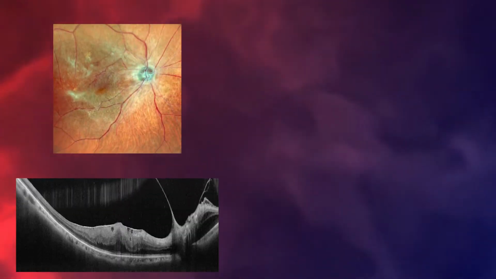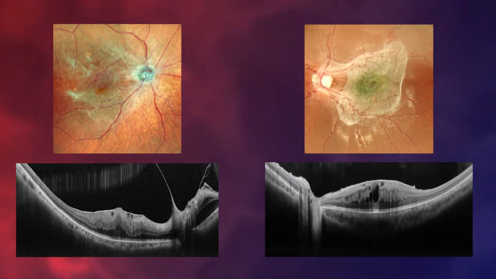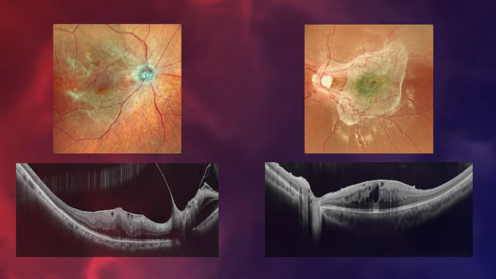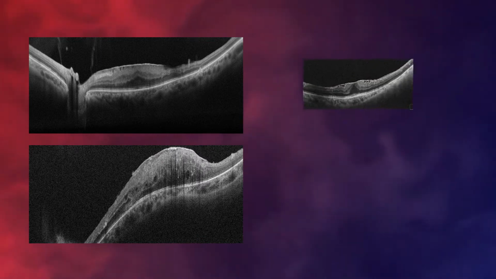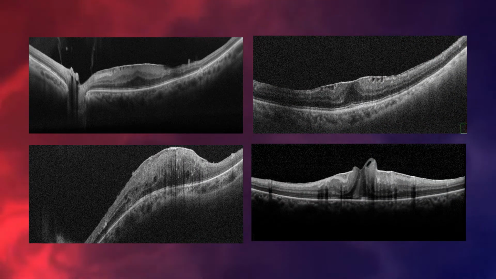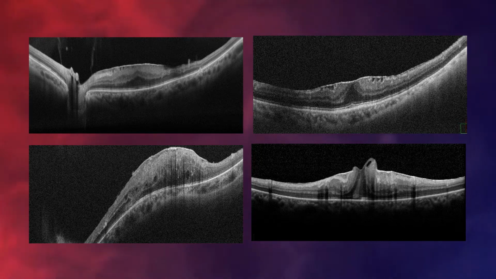Epiretinal membrane is a fibrocellular, semi-translucent tissue that proliferates on the surface of the internal limiting membrane and causes blurred vision with metamorphopsia and micropsia. Optical coherence tomography has become increasingly helpful in the diagnosis of epiretinal membrane. We present a variety of cases where the membrane was removed.